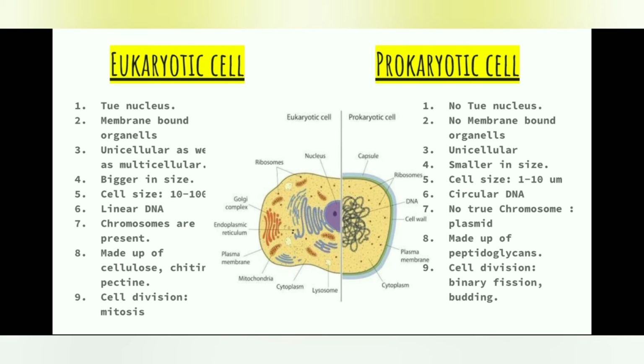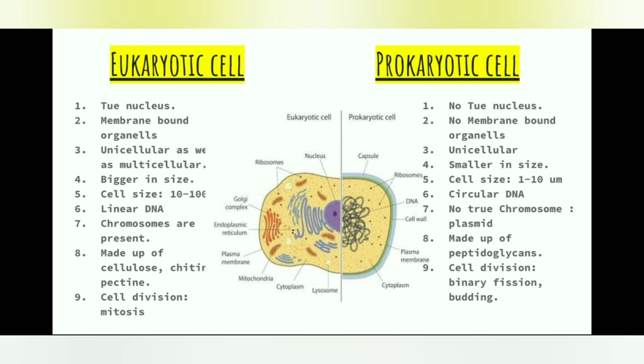Then the eukaryotic cell wall is made up of cellulose, chitin, pectin, like we can see in the plants. But the prokaryotic cell wall contains a peptidoglycan layer. Then the last comparison is the division. Eukaryotic cells divide through mitosis, whereas prokaryotic cells divide through binary fission as well as budding.